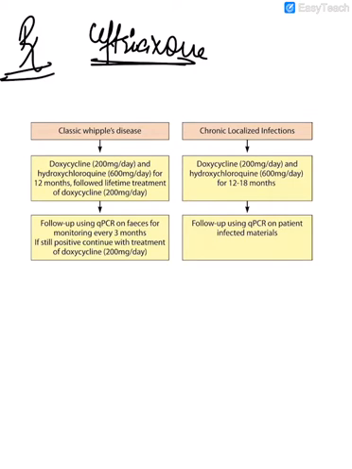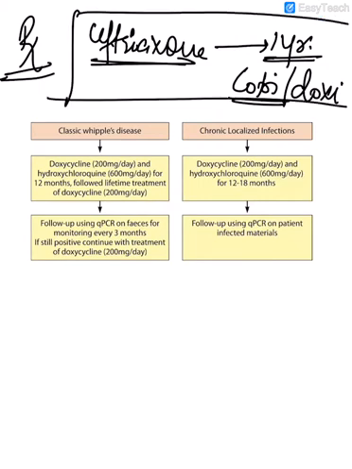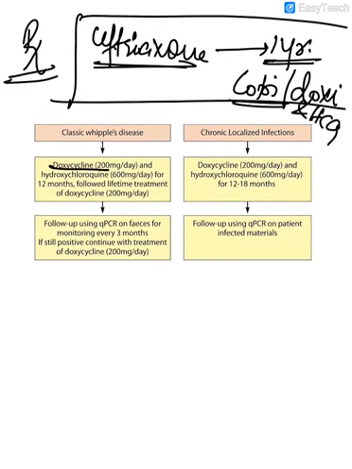Then for the next 1 year, after this short duration, you put the patient on cotrimoxazole. If the patient is allergic, you put the patient on doxycycline. So this much, if you remember, is more than enough. But let's see, doxycycline and hydroxychloroquine for 12 months, that is 1 year, followed by lifetime treatment with doxycycline.